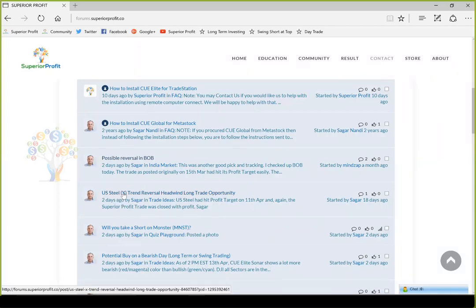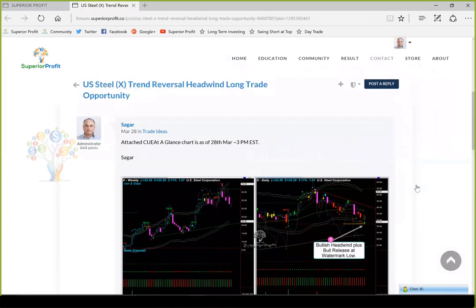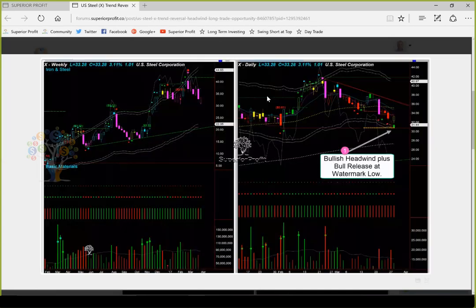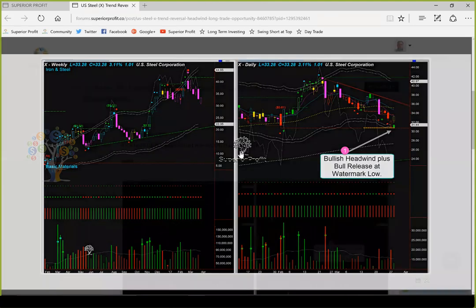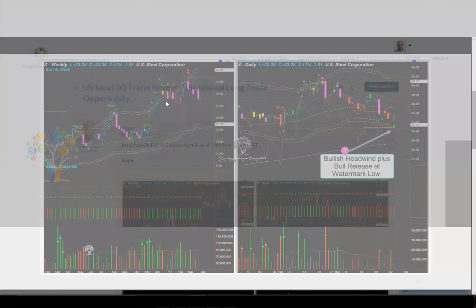US Steel. Sometimes I forget to follow up on some of the trades, so when I notice, I come back and follow up. Whether they make a profit or a loss, I mark up the charts and share them back with you. So this was a trade that was shared. When was it shared? On March 28th, that was when I first shared it. It was on US Steel.